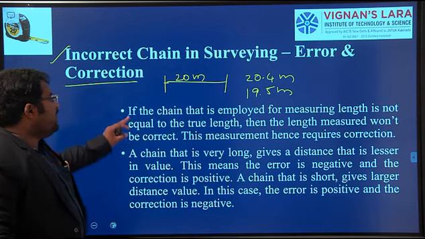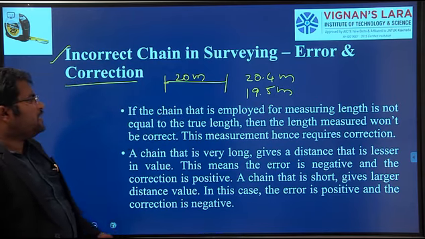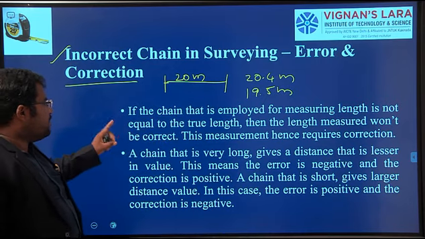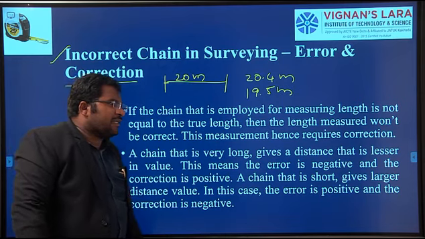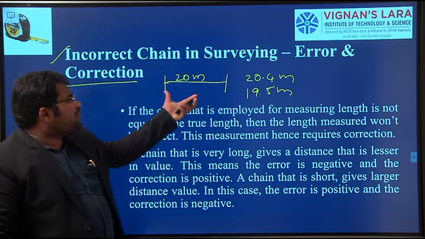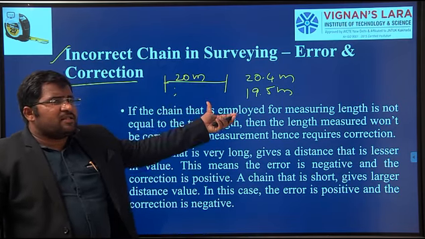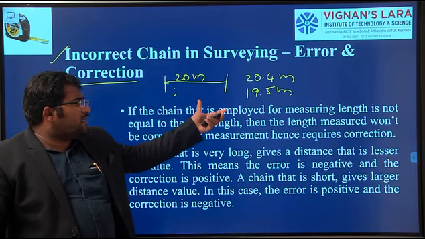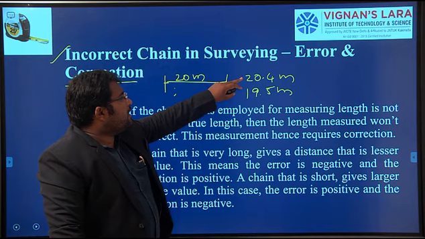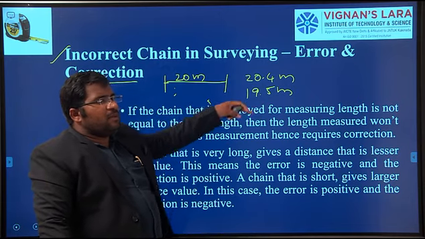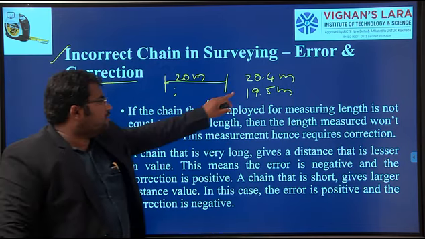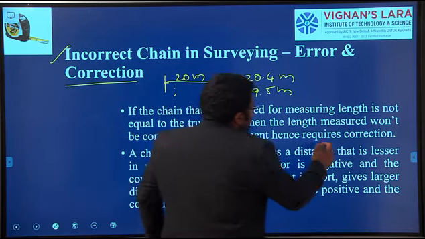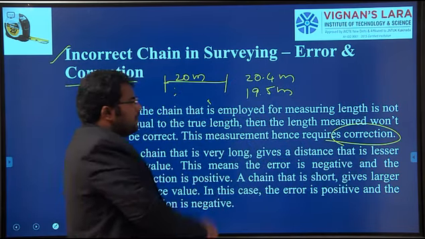Okay, so here, if the chain that is employed for measuring length is not equal to the true length, then the length measured won't be correct. If we are using a 20 meter chain or tape to measure some distance and we find that it has some error, it may be more length or less length, then that reading is not correct, and we need to go for the correction for those readings.